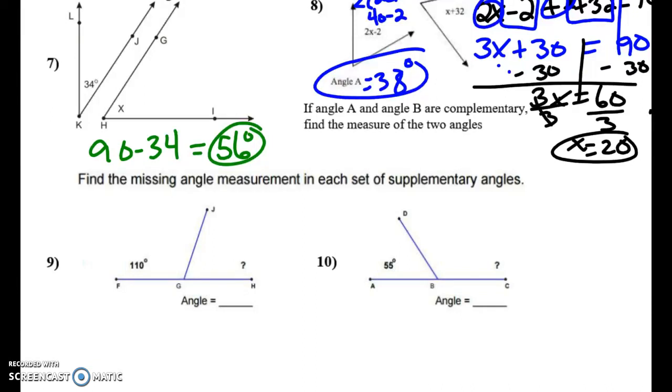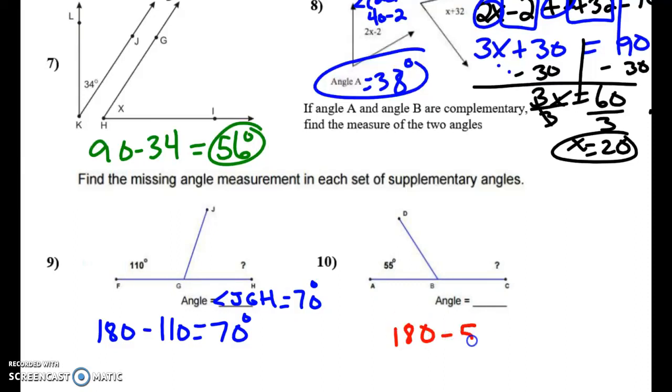So let's find the measure of the missing angle. It tells me one angle is 110. So 180 minus 110, my missing angle is 70 degrees. So that means angle JGH equals 70 degrees. Now I want you to pause the video and try question 10. This time it tells us that one of the angles is 55 degrees. So that means to find the missing angle, I need to do 180 subtract 55, and when I do that, I get 135.